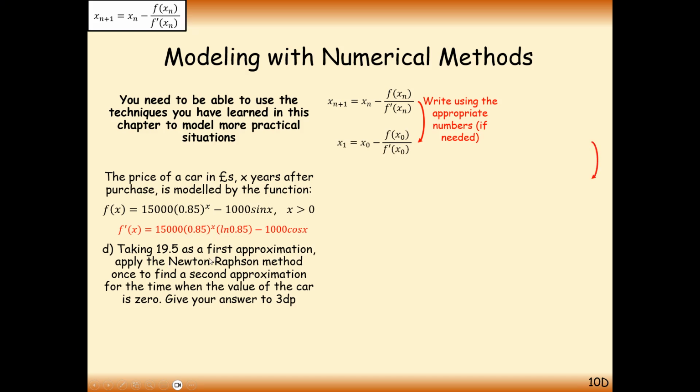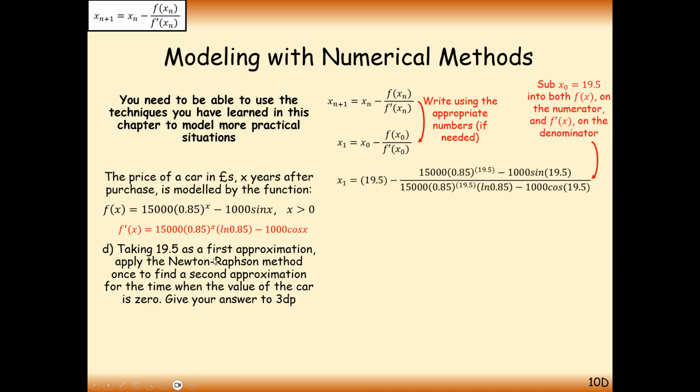We will store 19.5 in our calculator as the first answer. We will substitute it into the equation. This Newton-Raphson formula is in the top left corner of the page, but you can also find it in the formula booklet if you are stuck in an exam situation and you're panicking. There is no need to panic.